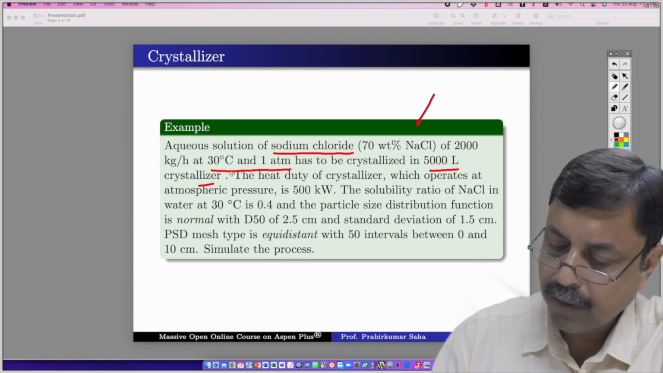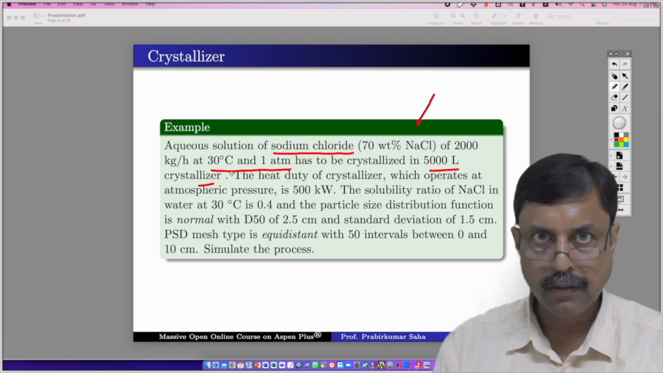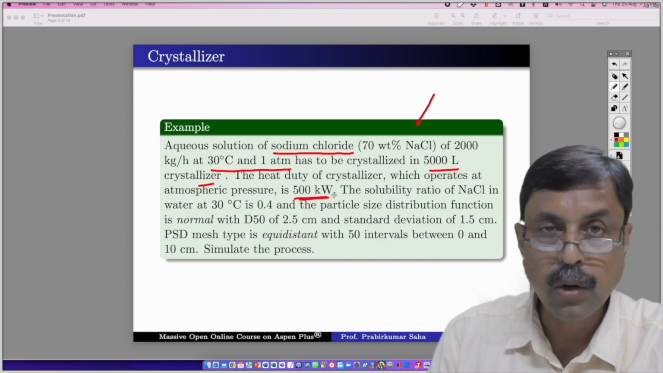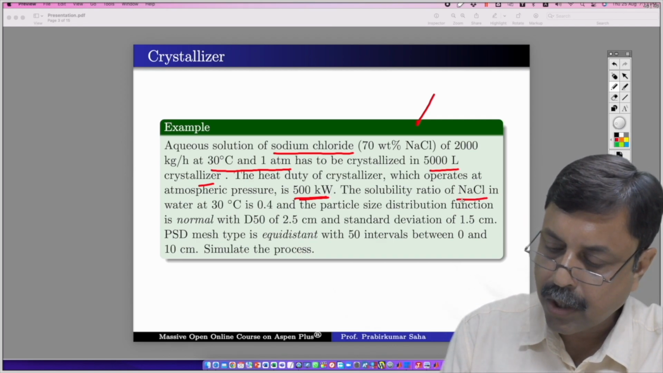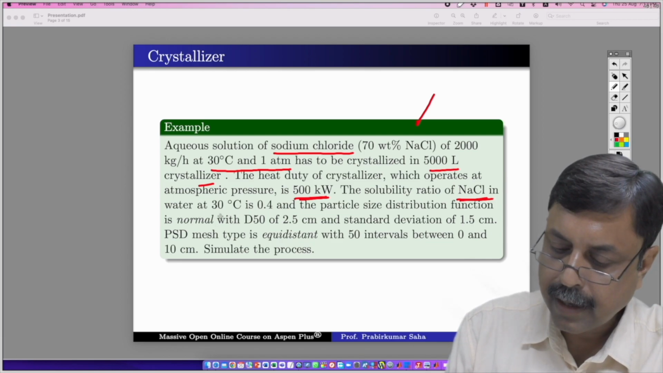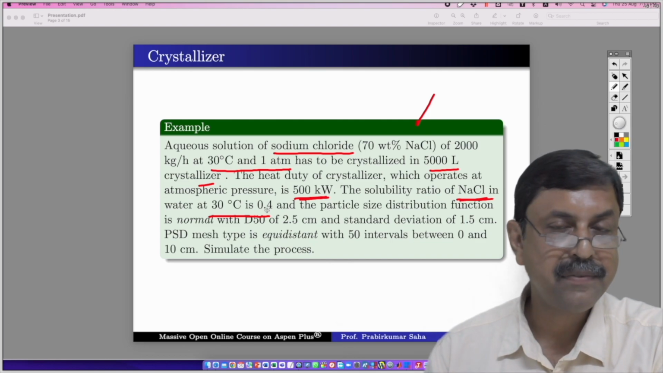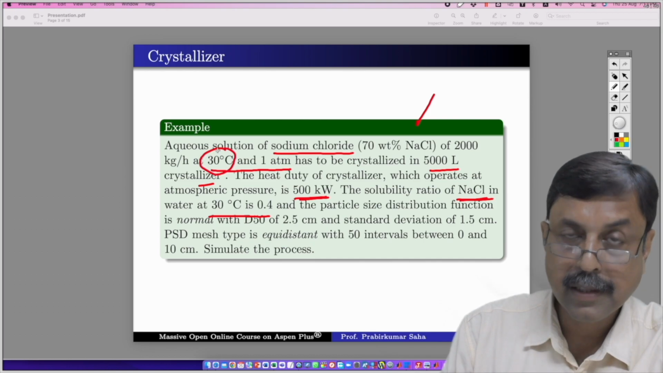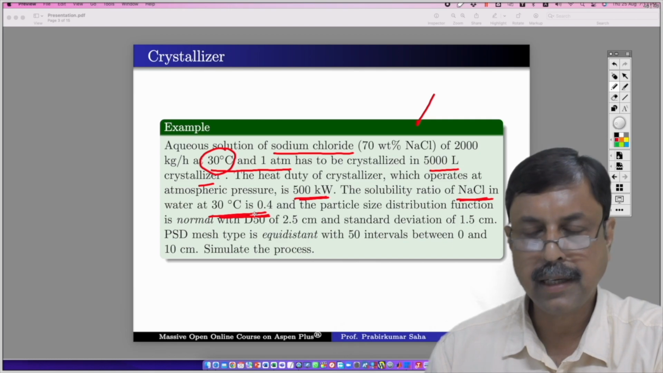The heat duty of the crystallizer, that means the amount of heat that we are providing into the crystallizer to evaporate the water, is 500 kilowatt, and it operates at atmospheric pressure. The solubility ratio of NaCl in water at 30 degrees is 0.4. So we are specifying it at 0.4 because we know our crystallizer operates at 30 degrees centigrade. So it has given only one option, 30 degrees centigrade.